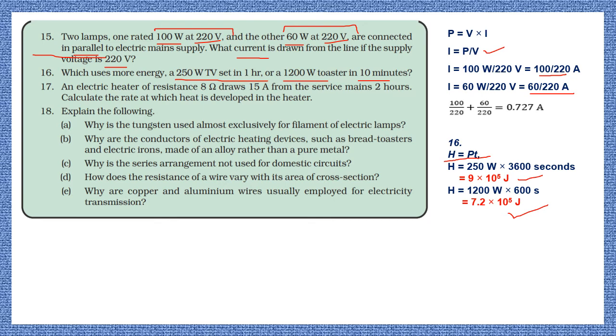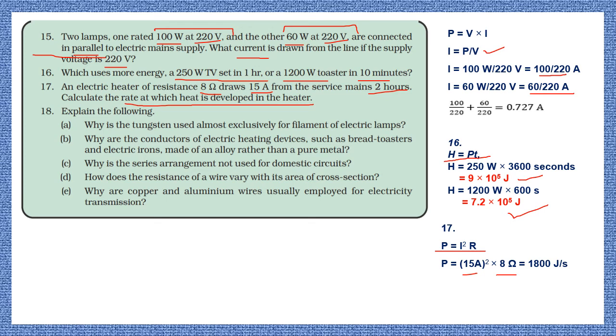Question number 17. An electric heater of resistance 8 ohm draws 15 ampere current for 2 hours. What you have to calculate? The rate at which heat is developed in the heater. Here you will use the formula P is equal to I square R. The value of I is 15 and the value of R is 8. So 15 square into 8, the answer will be there.